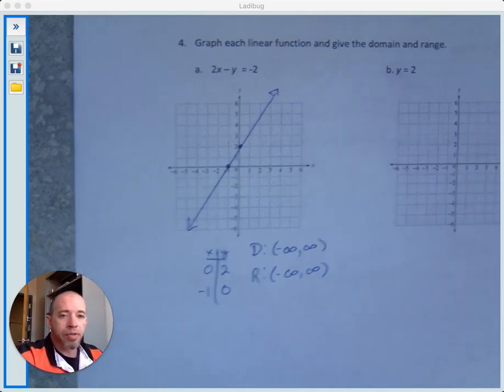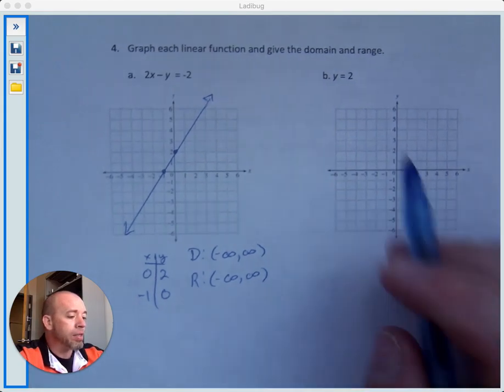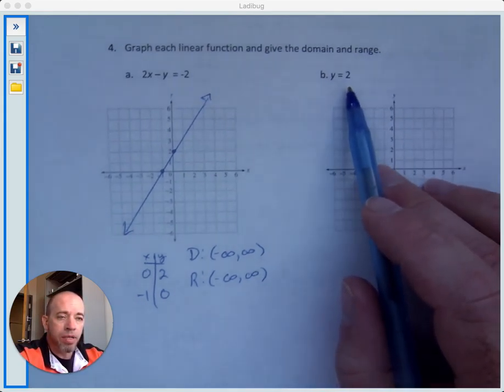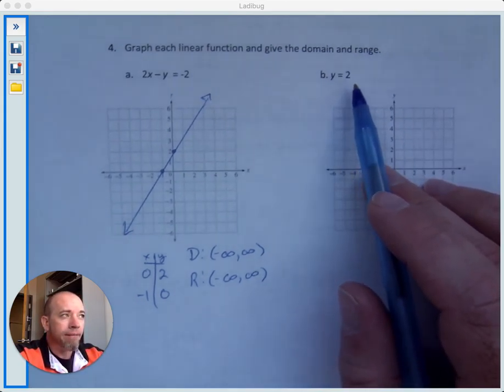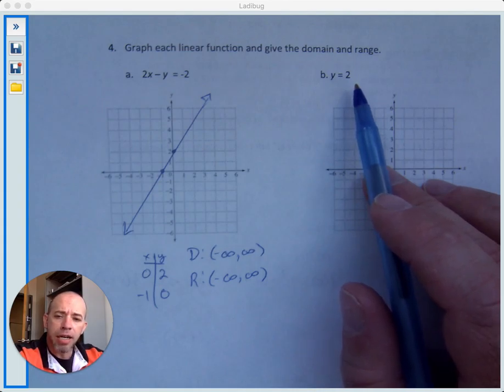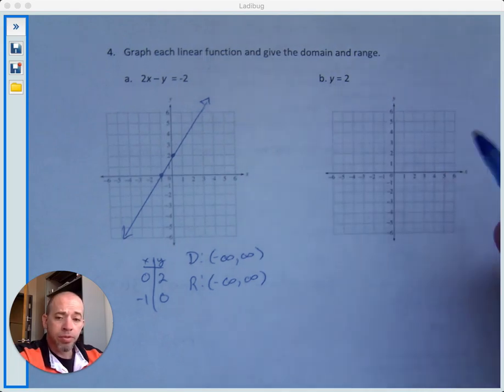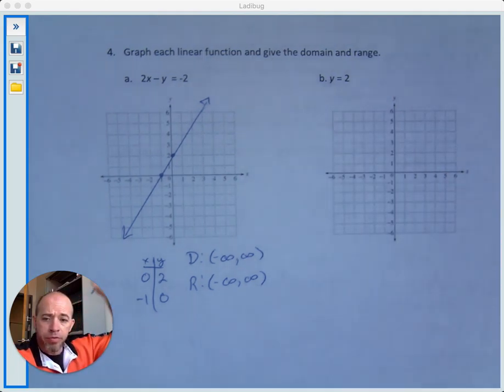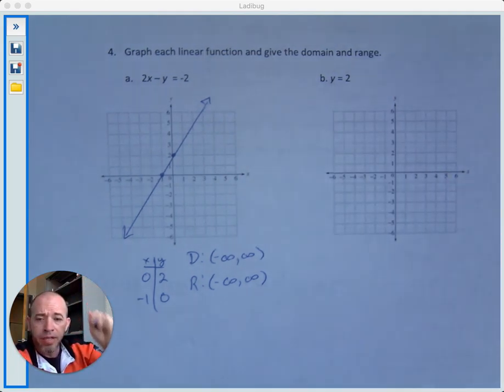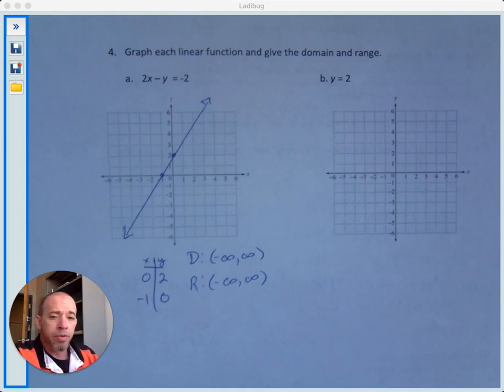So let's look at the next one. Hopefully you remember, if you have y equals some number, what kind of line is that? Think to yourself in your head. Say it out loud. Say it to your cat. Say it to your dog. Say it to your mom. I don't know who you want to say it to, but scream it from the rooftops or the confines of your room or wherever you are.